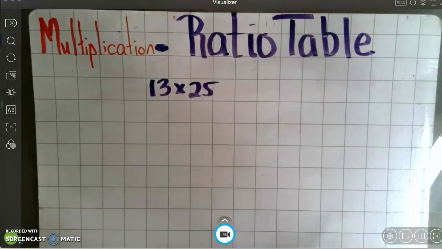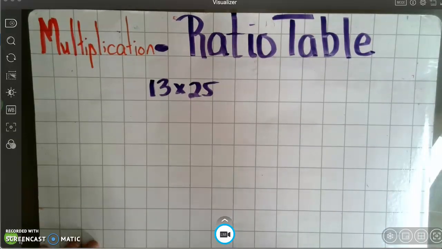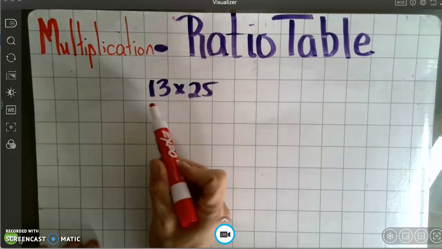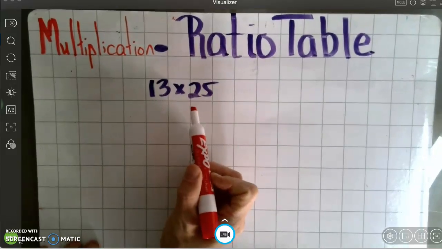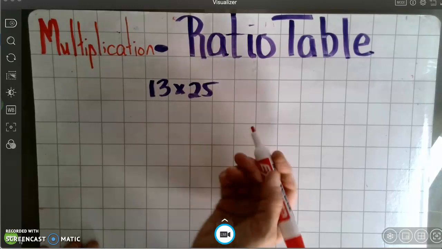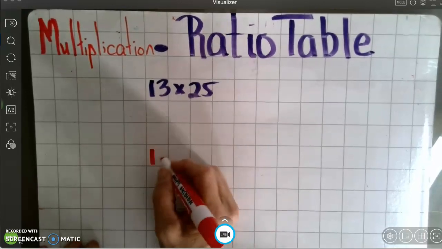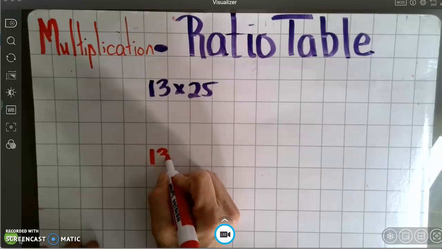Okay, another multiplication strategy, ratio table. I know a lot of you guys really like this one. So 13 times 25 using the ratio table, I need to choose one of these factors to put into my ratios table to start with. So I'm going to start with, it doesn't matter which one, whichever one you're comfortable with.